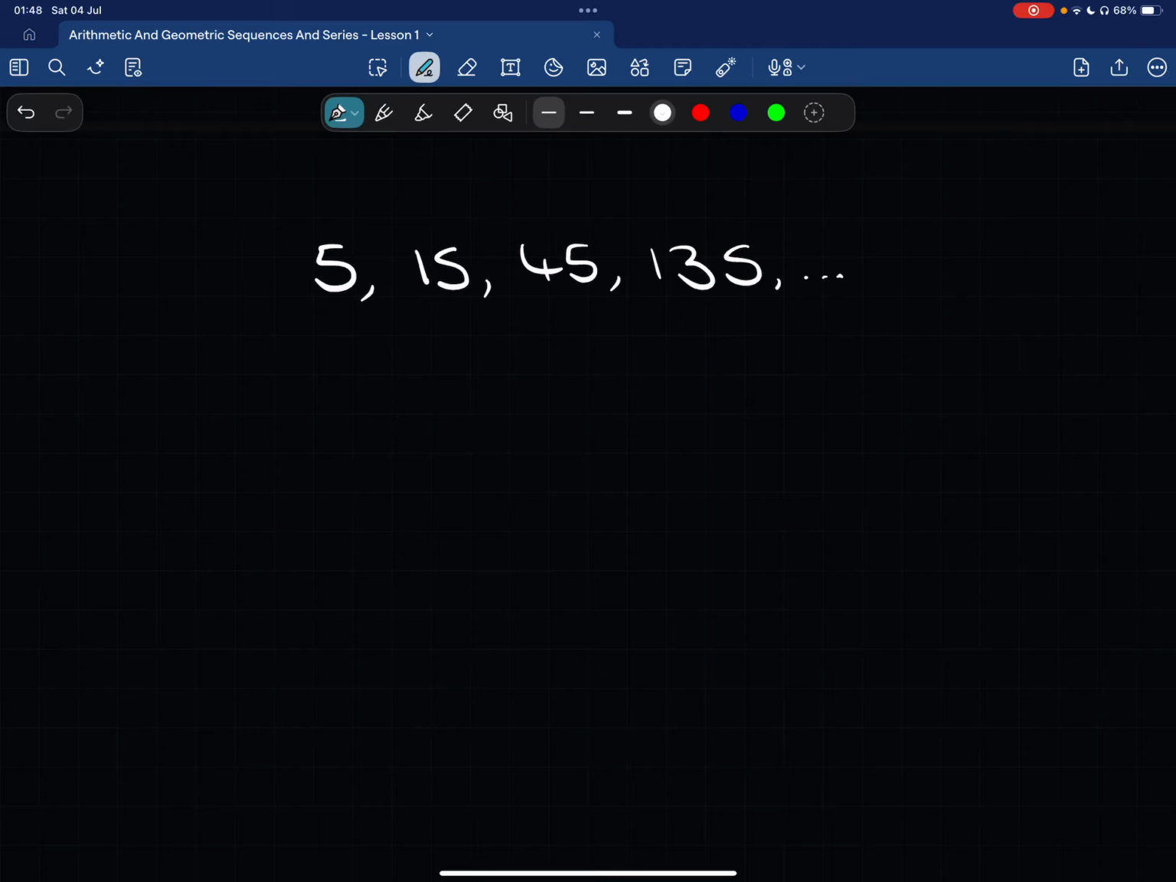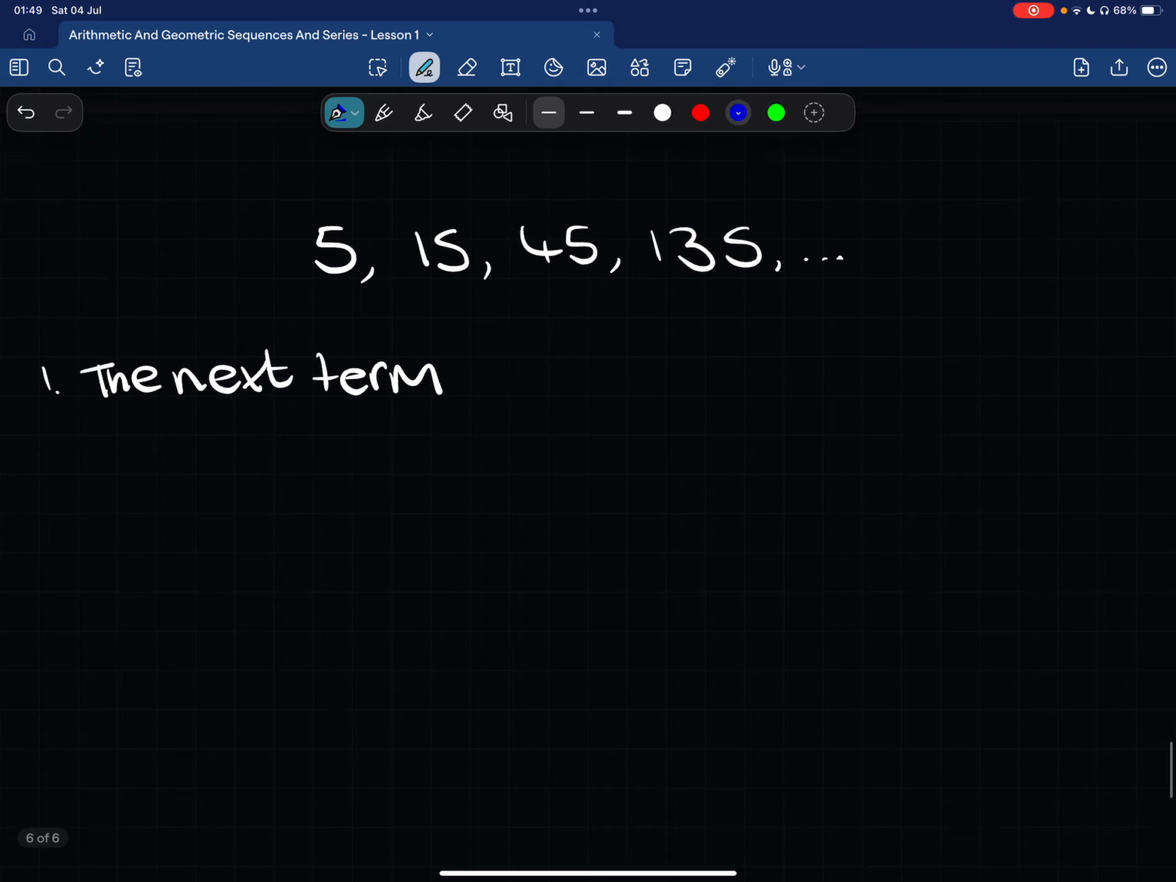Okay, so now we will do a few examples of geometric sequences. Let's start. So the first question is we are given the sequence, find the next term. Okay, so first let's explore and discover the sequence.